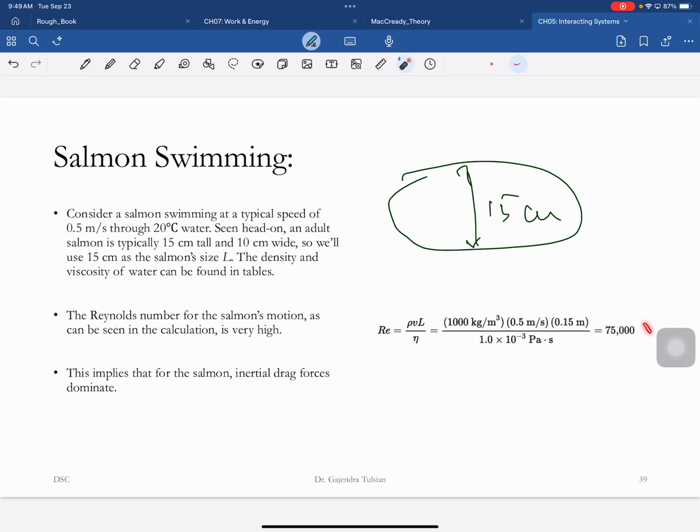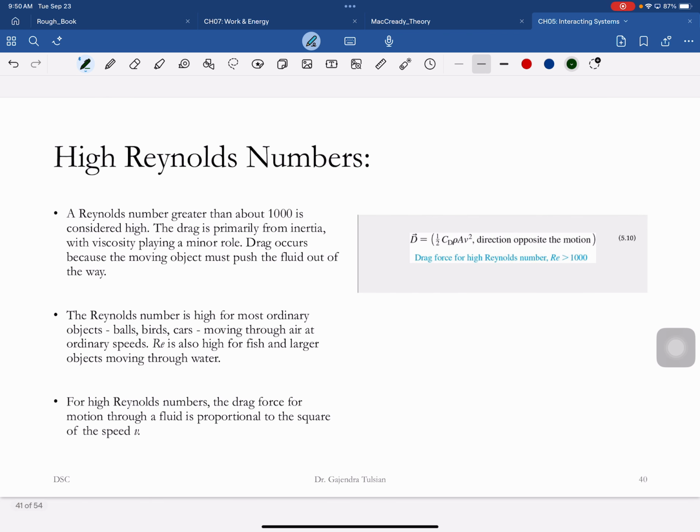So, and there's the Reynolds number. The Reynolds number is greater than, this is the large Reynolds number. And so what inertial forces are the dominant forces? Okay. So when a salmon is swimming, what is it trying to do? It's moving the water out of the way. Okay. So inertial drag forces dominate.